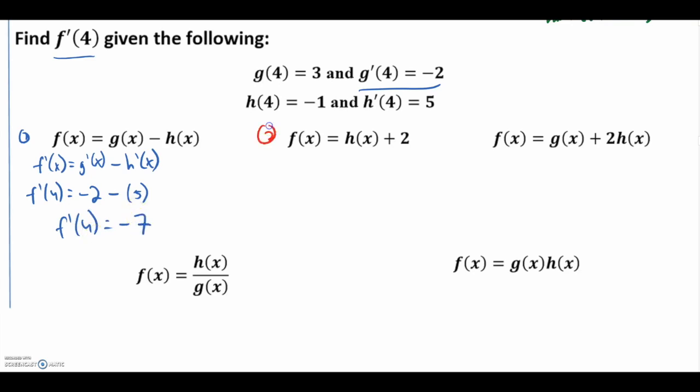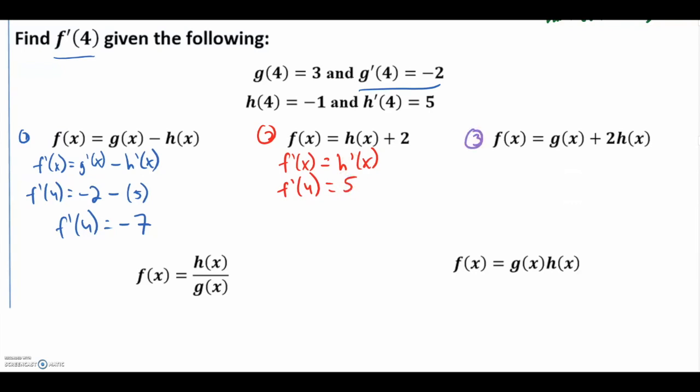In example 2, we've defined f of x as being the h of x function plus 2. Again, I want to find f prime of 4, so I'm going to start with f prime of x. Still a sum, so I can differentiate these two pieces separately. The derivative of h of x is h prime of x, and the derivative of 2 is 0. So finding f prime of 4 will just be h prime of 4, which is going to be equal to 5.